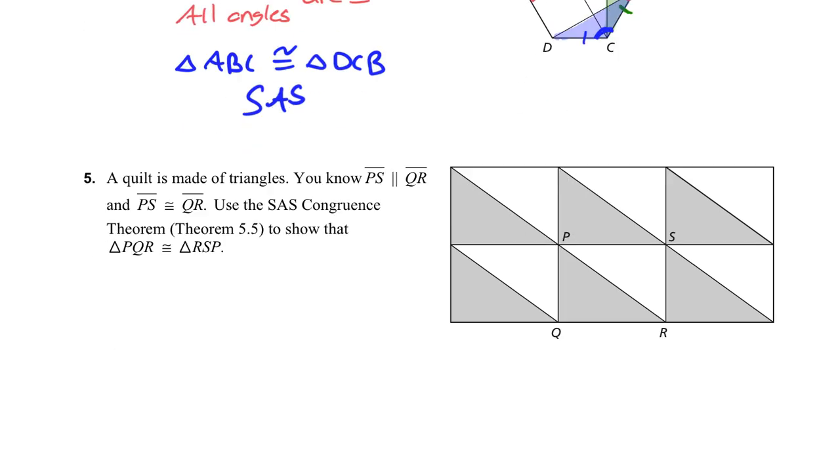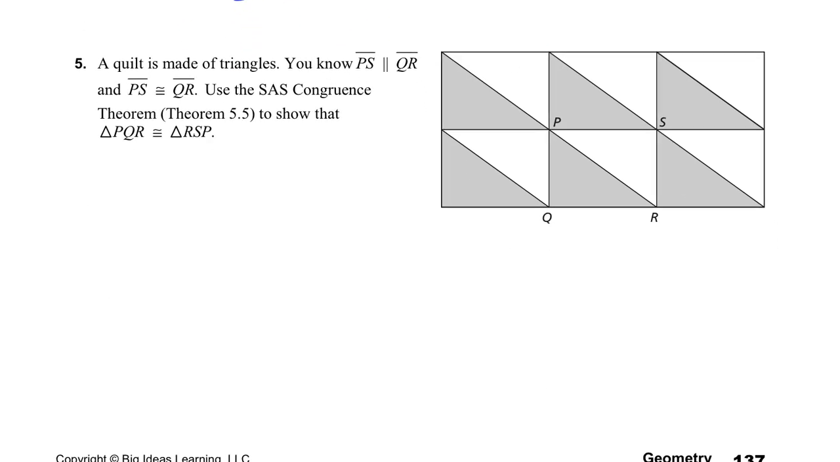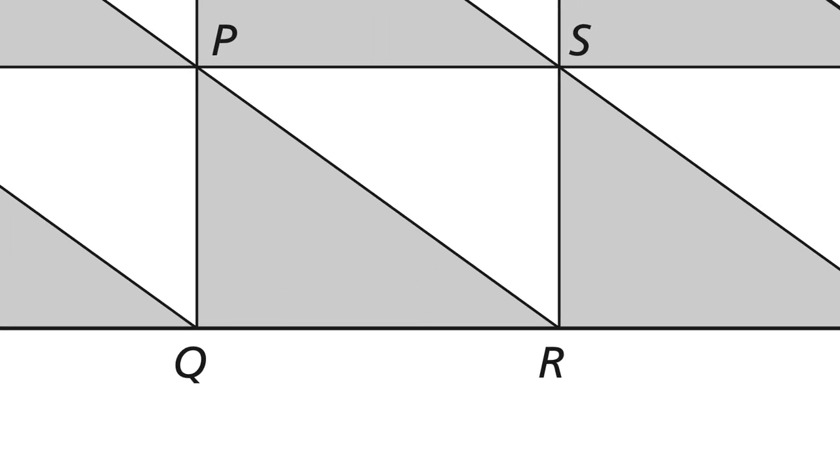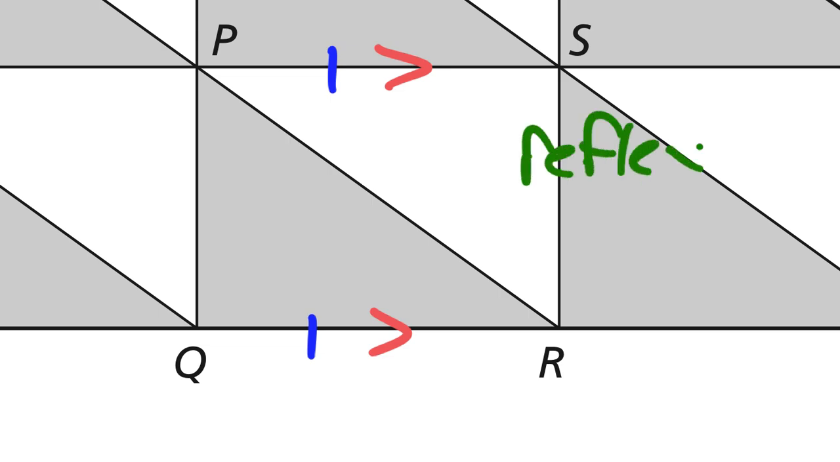And then this last question, it says we have two lines, PS and QR, that are parallel, and PS and QR are congruent. What do we still need to know to use side angle side? So I'm going to zoom in here and show you what we have. We have two lines that are parallel and they're congruent. And then if I use my reflexive property, I know that the side right here, the shared side, is also congruent. That means I have a side and a side on both.